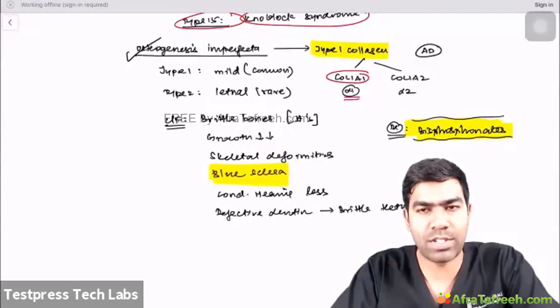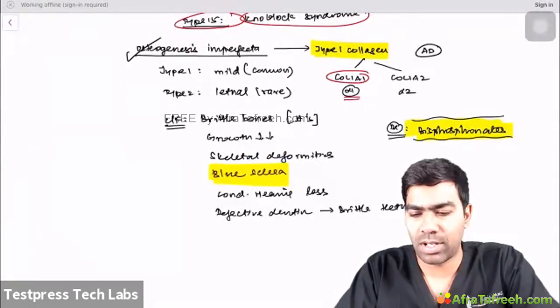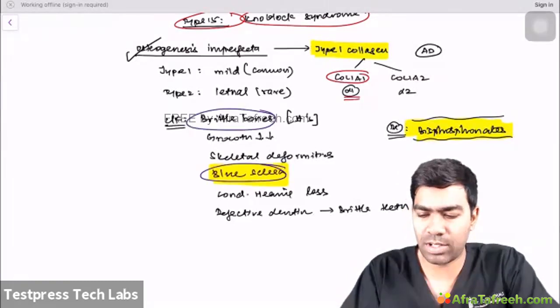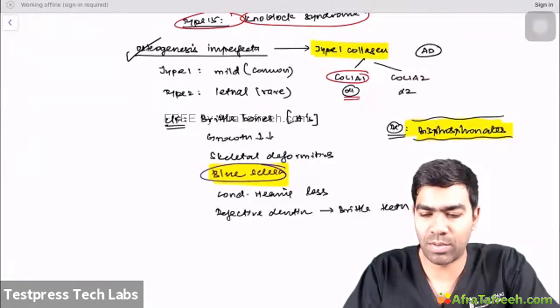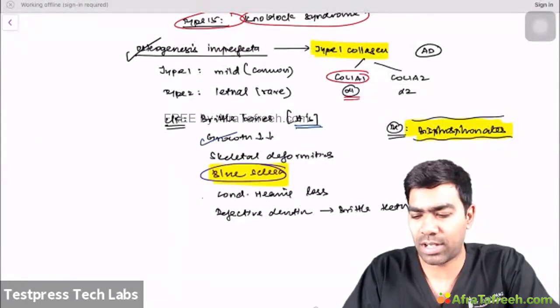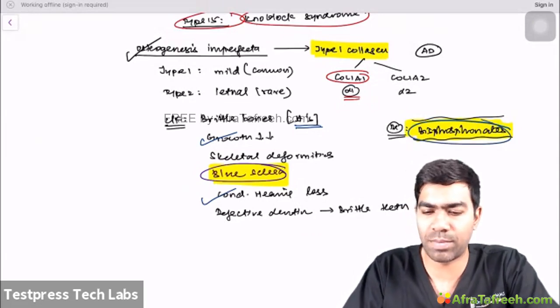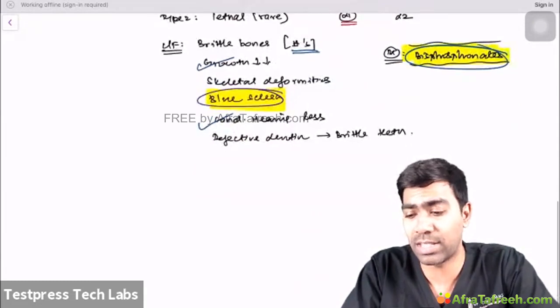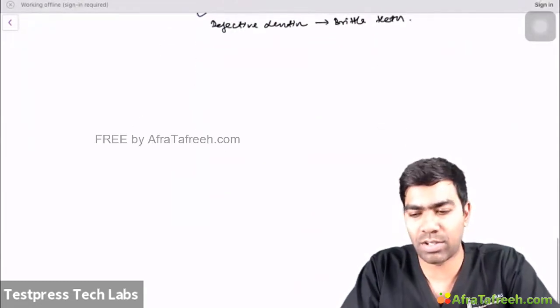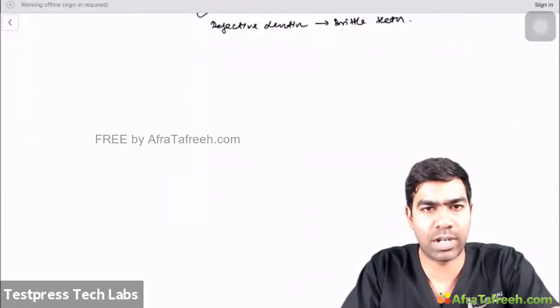So those are some important features of osteogenesis imperfecta. For example, if you see a child in the exam with blue sclera and a lot of fractures, they may not say brittle bones, but if they give that word, you will easily understand. A child coming with recurrent fractures, growth retardation, progressive hearing loss and losing teeth. Sometimes they won't ask you the disease, they will ask you the treatment. In that setting, the only option I can try is probably bisphosphonates.